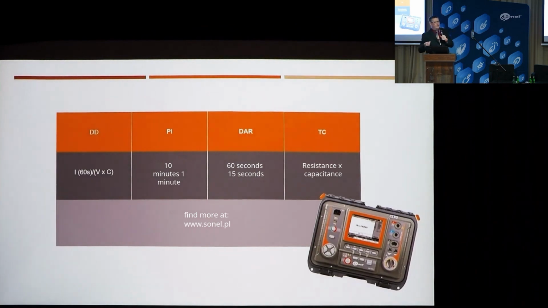So what do these coefficients mean? Just as a reminder, because some of you probably already know. The polarization index, the DAR coefficient, is the ratio of the measurement result after 10 minutes to 1 minute, or after 60 seconds to 15 seconds. Why will that matter? Precisely because here we'll be able to observe the effect caused by that capacitance and polarization.